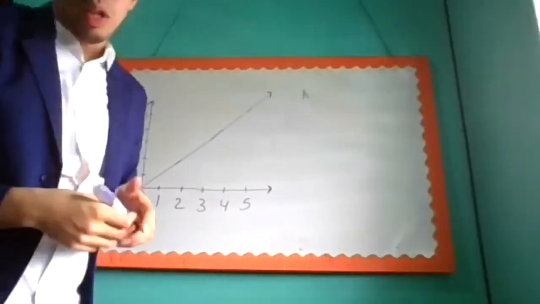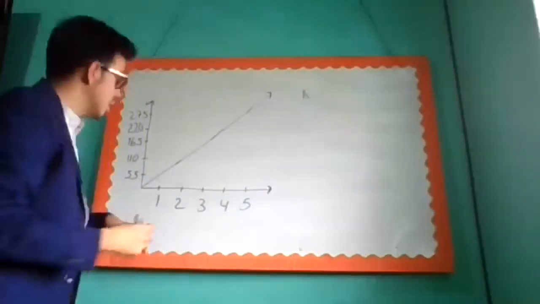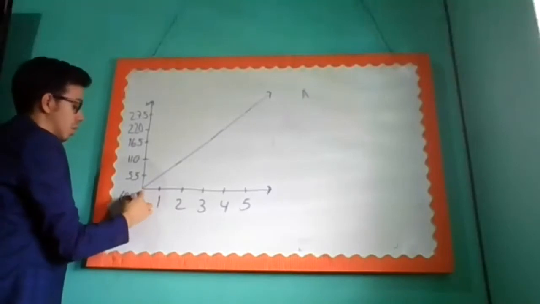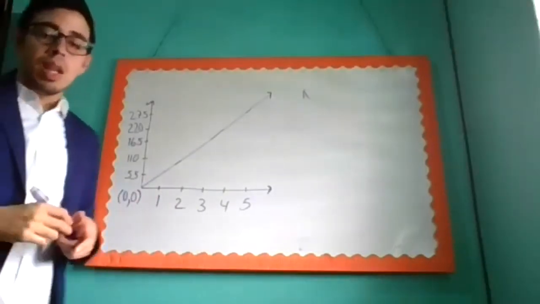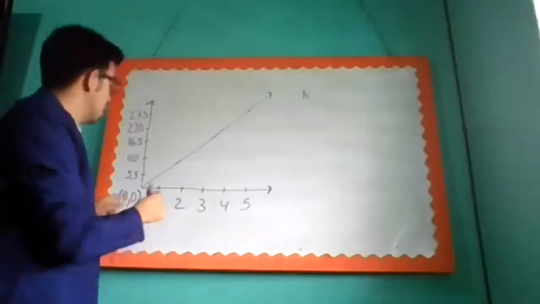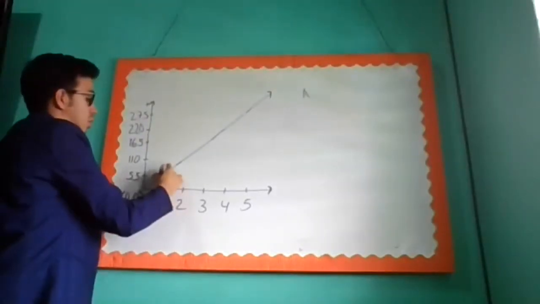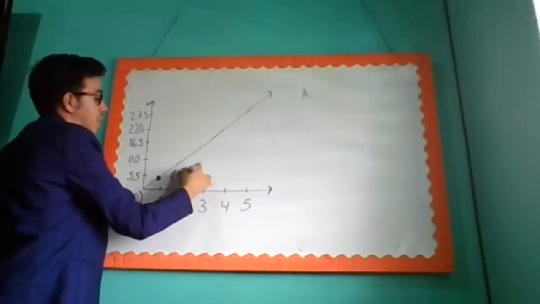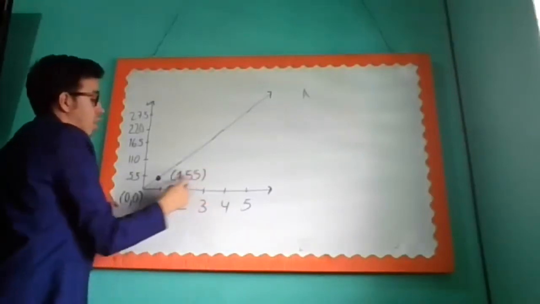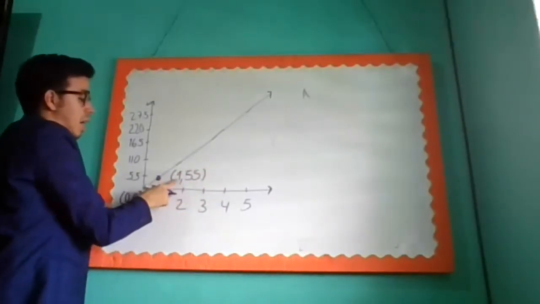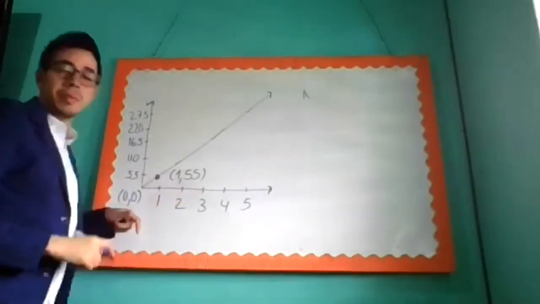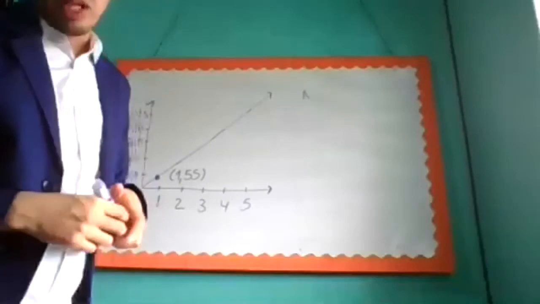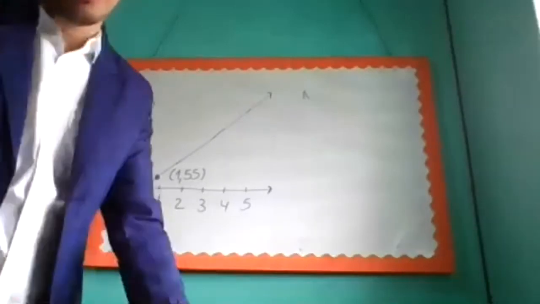So the first one I have is 0, comma, 0: 0 for x and 0 for y. And the other one is 1 for x and 55 for y. These are the coordinates. The first value is x, and the second value is y. And we have another point, I think. Okay.